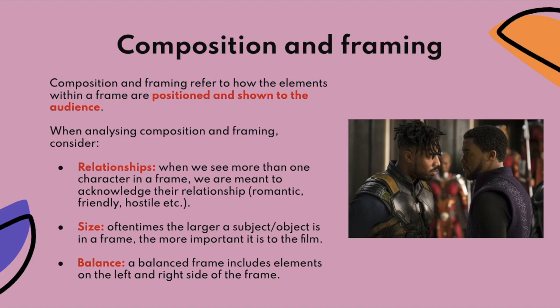When we analyse composition and framing, we also want to look at size. Oftentimes, the larger a subject or an object is in a frame, the more important it is to the film. And last but not least, we want to look at balance. A balanced frame includes elements on the left and right side of the frame. So that picture of T'Challa and Killmonger would be considered a balanced frame.